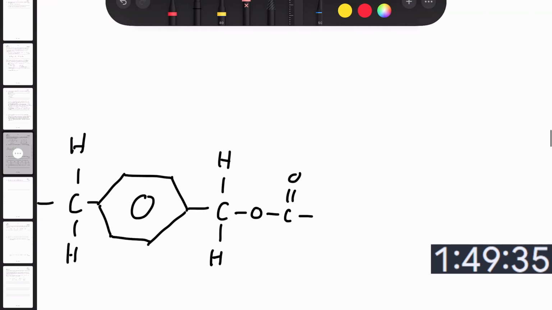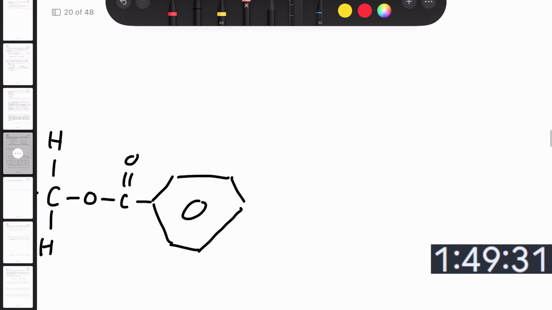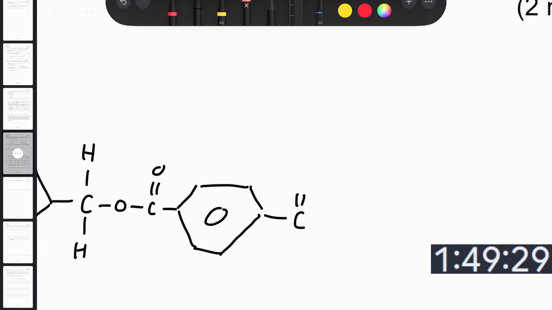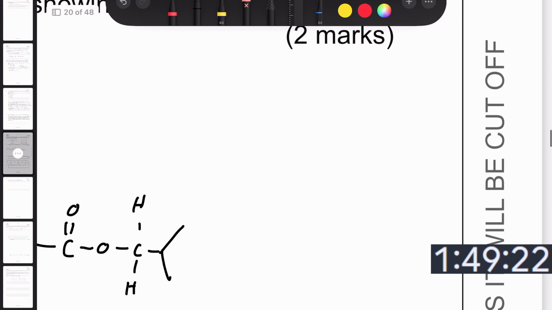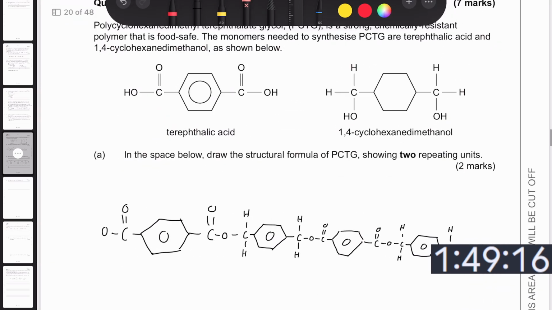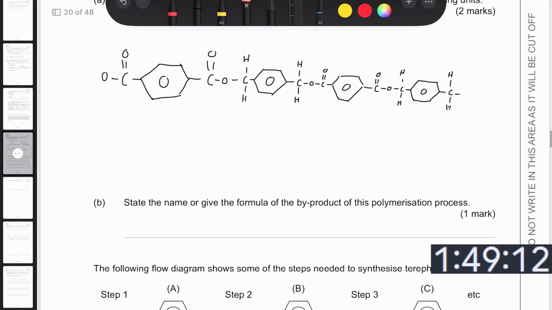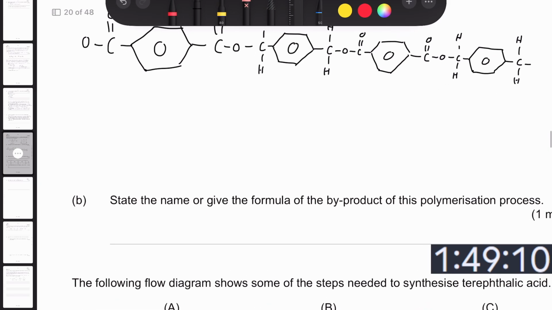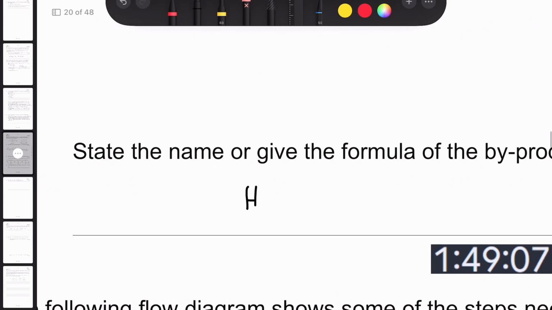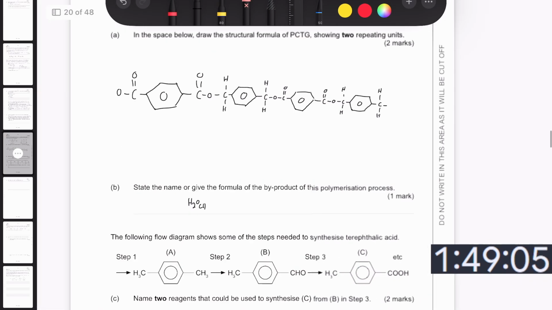C O, C O C H H, O C H H. Boom. Like that. Looks all good. State the name or formula of the byproduct. The byproduct is just water.